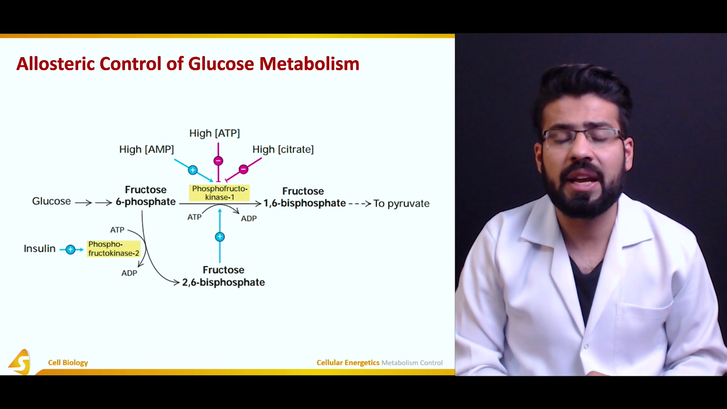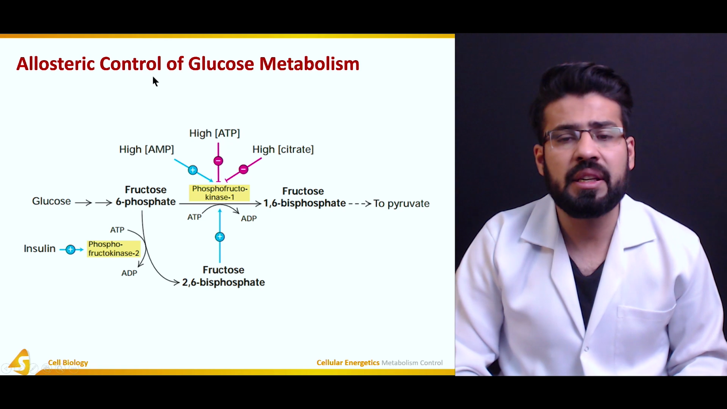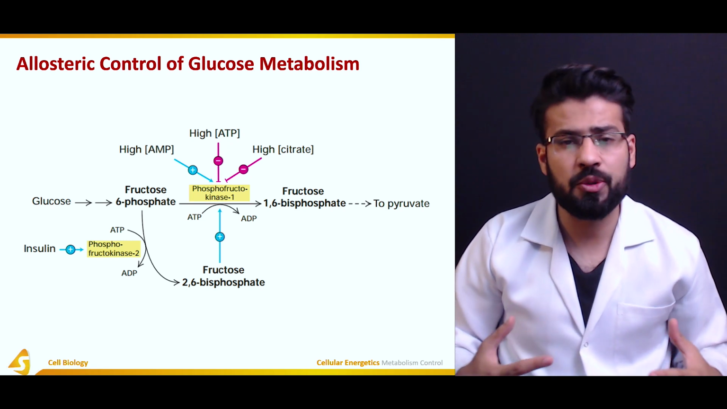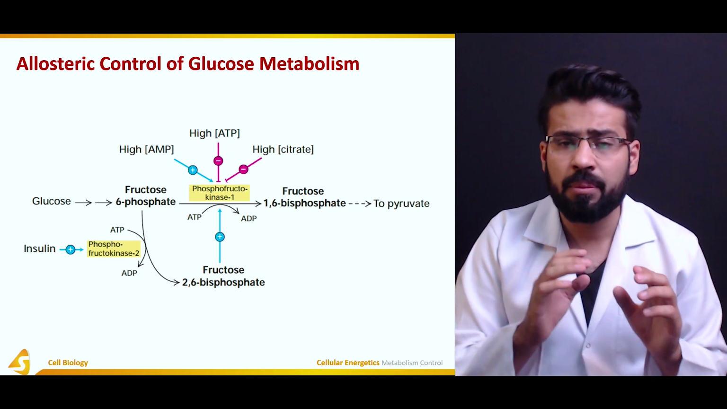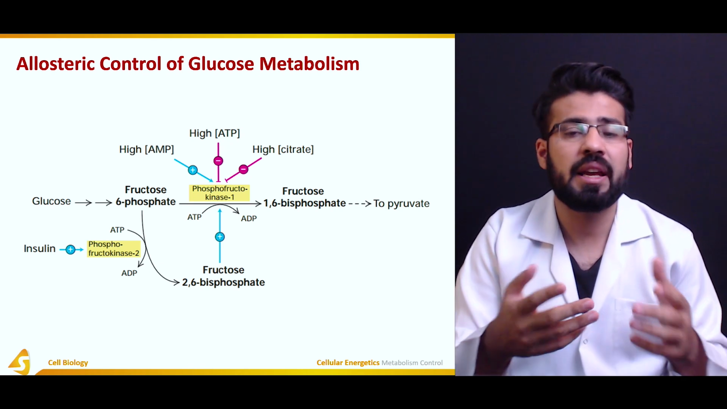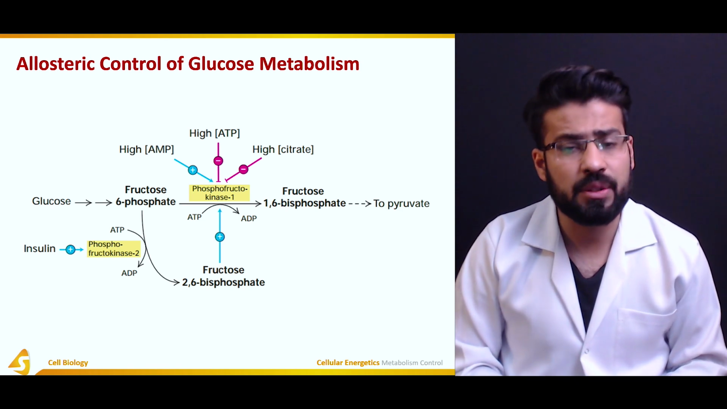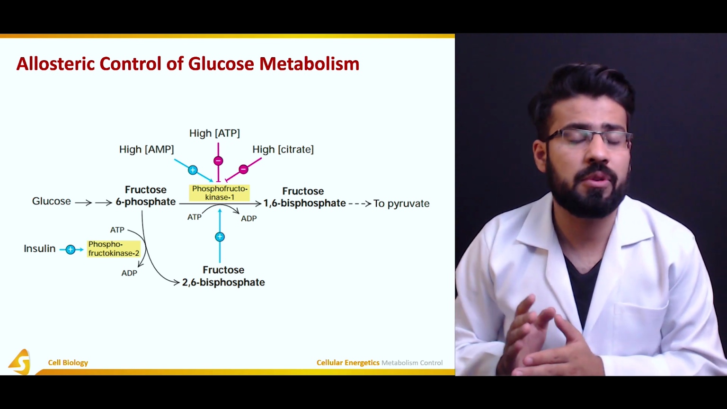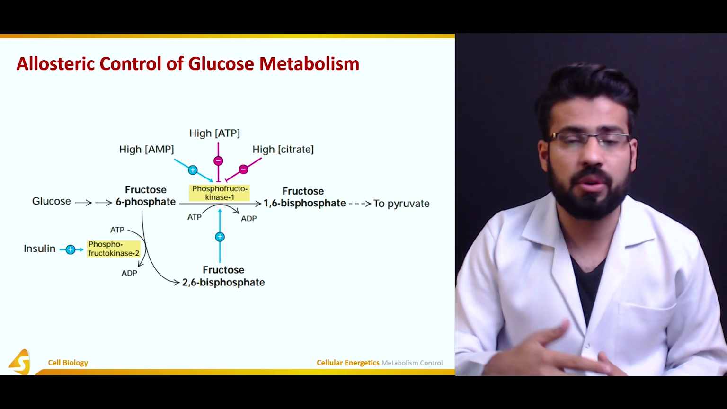So phosphofructokinase 1 and 2 both play an important function, and it's important to consider high ATP. If there is an abundant amount of ATP present in a cell, and the cell does not need any ATP generation at that particular moment, the high ATP is going to negatively regulate phosphofructokinase 1, so that fructose 6-phosphate is not going to be converted into fructose 1,6-bisphosphate. The same goes for citrate.